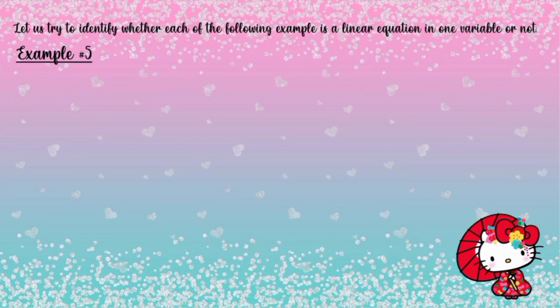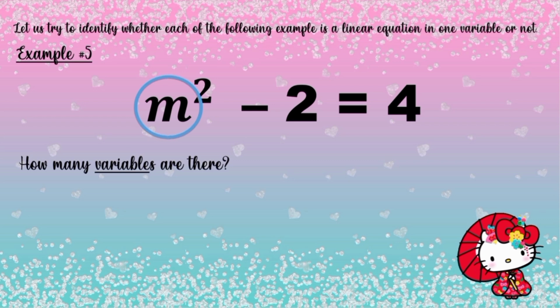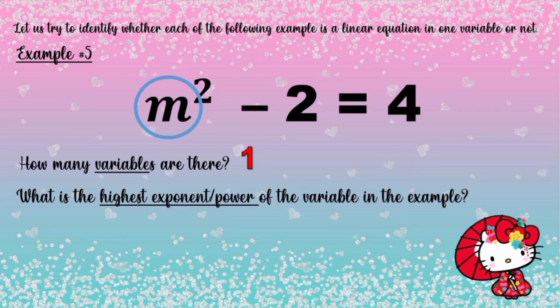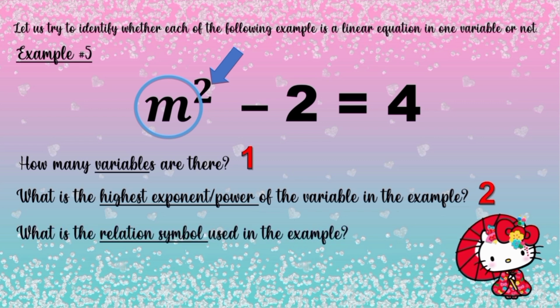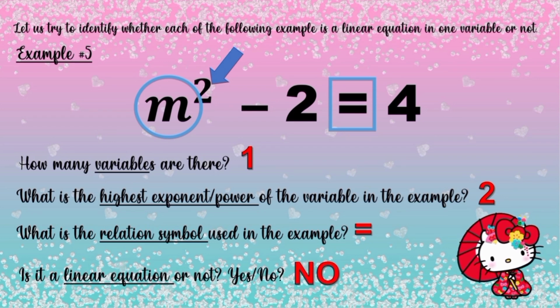Example number 5. m squared minus 2 is equal to 4. How many variables are there? We have m and that is 1. What is the highest exponent or power of the variable in the example? Our exponent is 2. What is the relation symbol used? We use the equal symbol. Is it a linear equation or not? No. This is not an example of a linear equation because of the exponent 2.